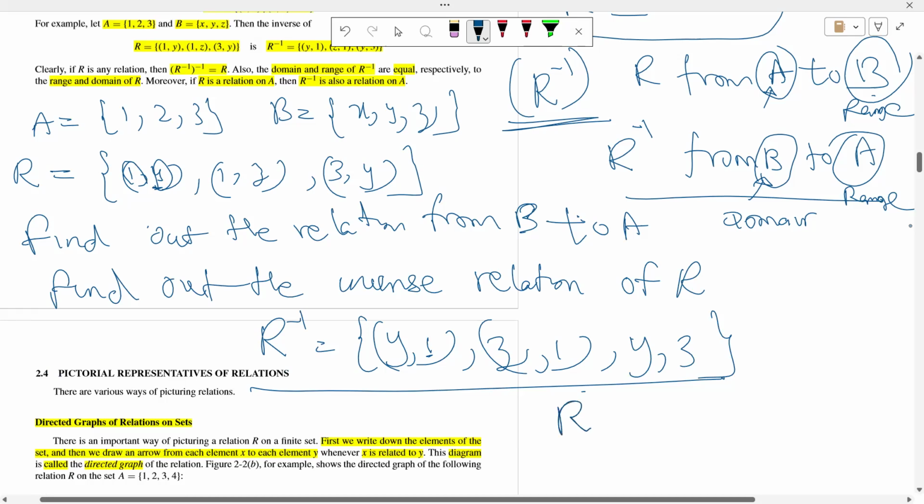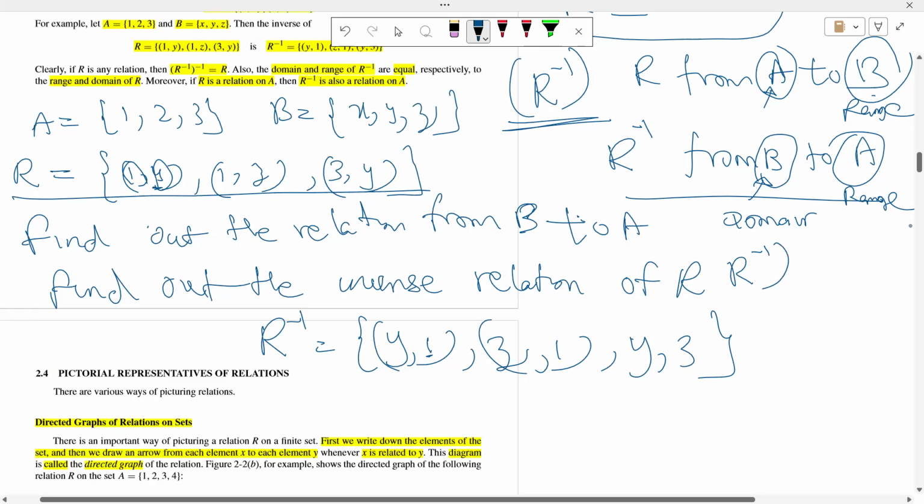So you have a relation R. For that relation R, if you take the inverse again, it will give the same relation. So what I'm telling here is, you have a relation R. This is a relation R.